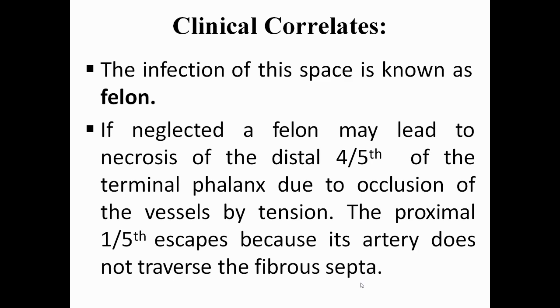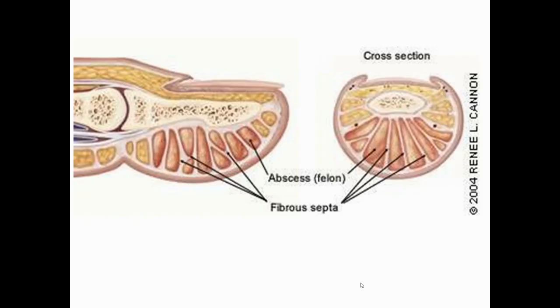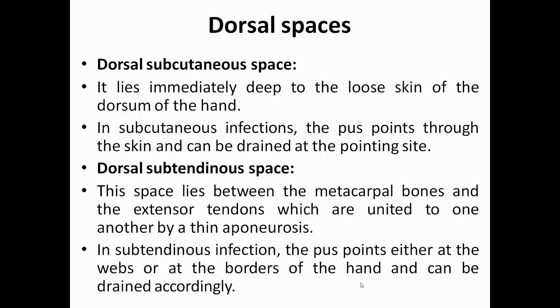Now we'll see the clinical interest. The infection of this space is called felon, and if neglected, a felon may lead to necrosis of the distal four-fifths of the terminal phalanx due to occlusion of the vessels by tension. The proximal one-fifth escapes because its artery does not travel through the fibrous septa. So we can see here the abscess in the felon, and there are fibrous septa also.